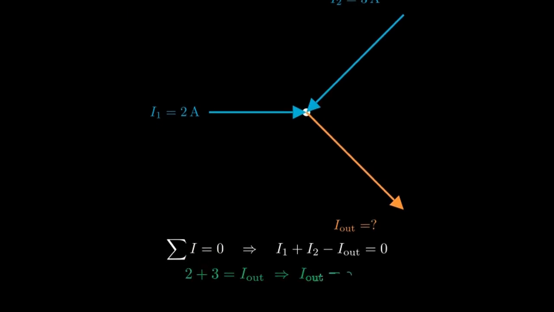Let's do a simple example. Two currents in, 2 amps and 3 amps, and one current out. What is the outgoing current?